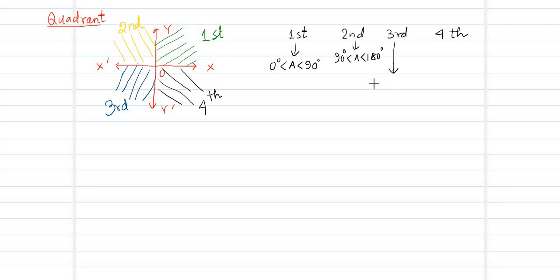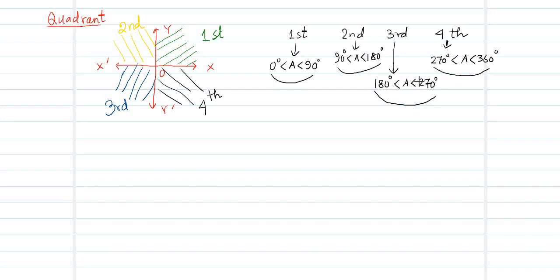If the measure is 180 to 270, call that angle to lie in the third quadrant, and in the fourth quadrant the angle measure must be 270 to 360. So for any angle to lie in the first quadrant, the measure should be 0 to 90, for the second 90 to 180, for the third 180 to 270, and for the fourth 270 to 360. With this notation, we will proceed for our further study.